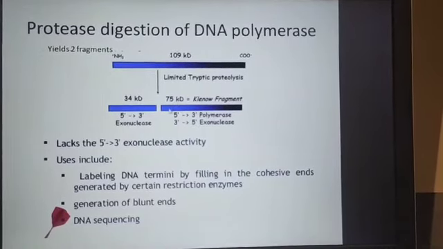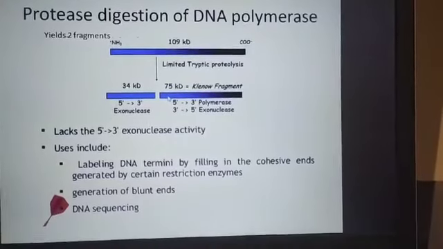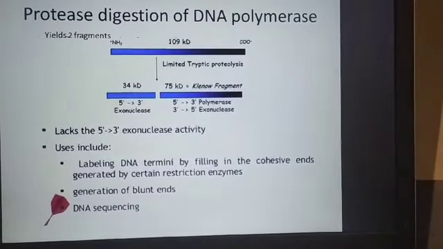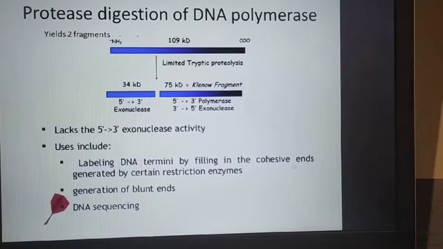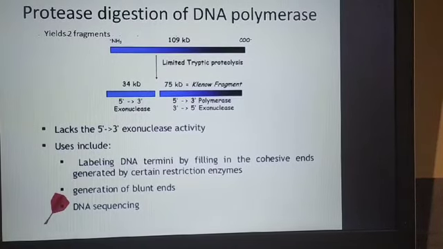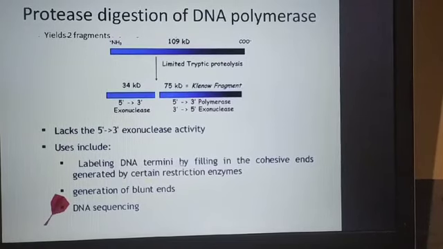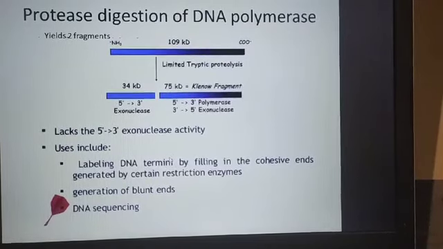So usually for recombinant DNA technology we do not use DNA polymerase as such, but we use it in the form of Klenow fragment. And what are the uses? It is used for labeling. Suppose you have a sticky ended DNA molecule which is created by restriction enzyme cutting, and you want the DNA molecule to be labeled.